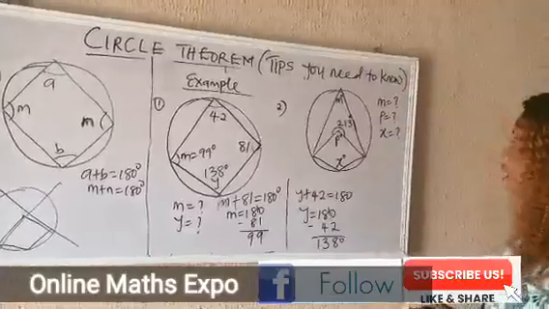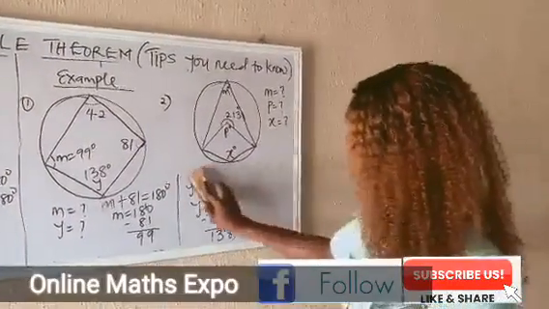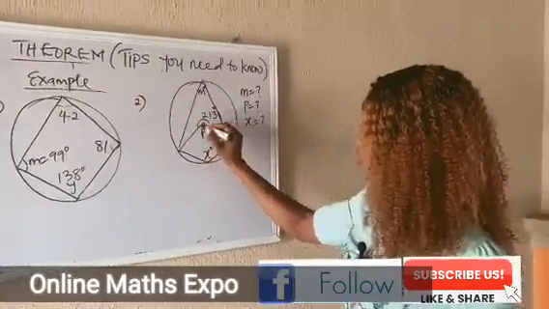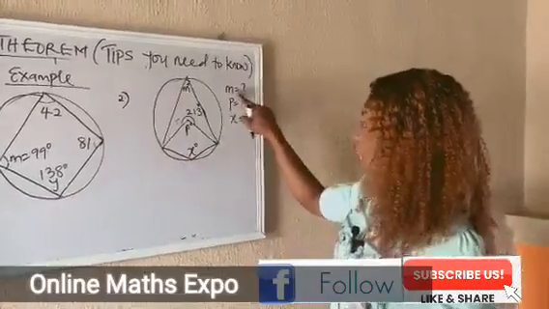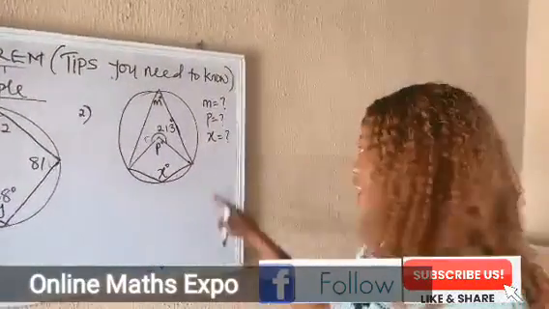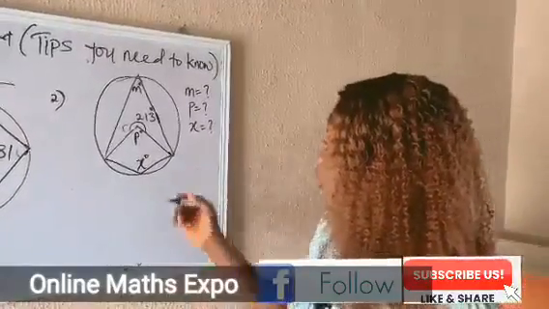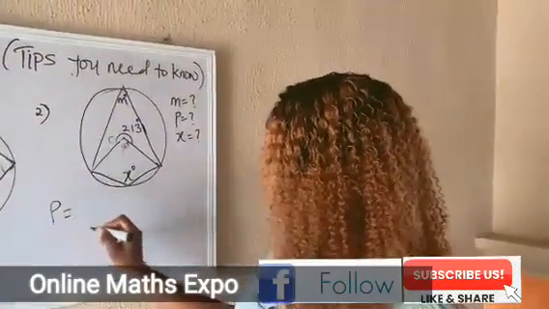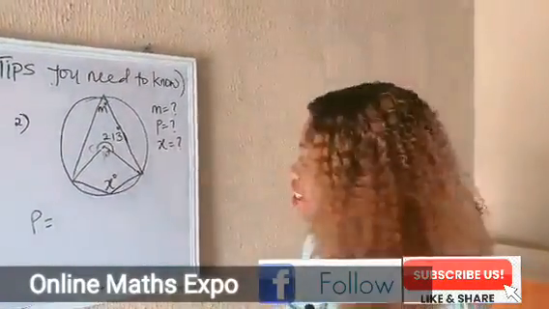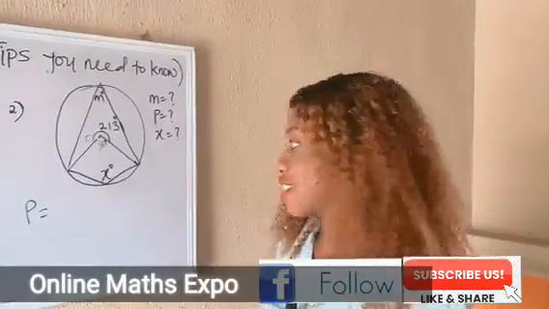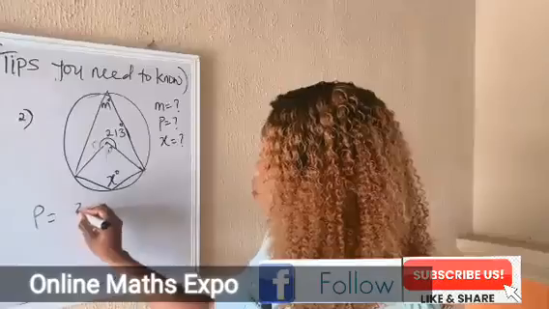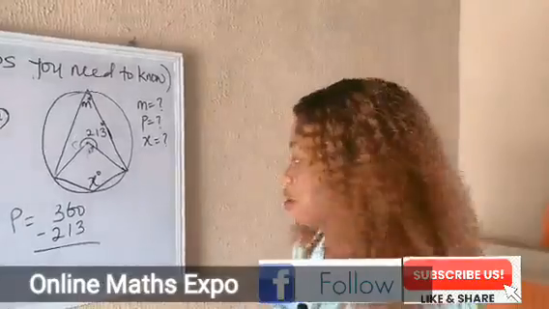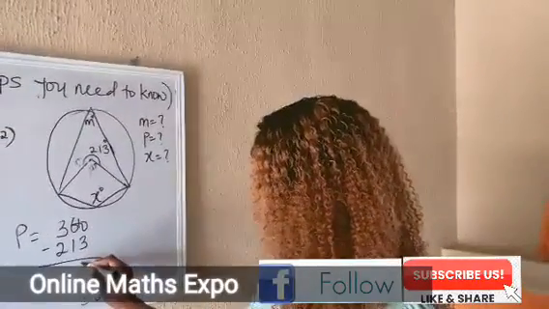Okay, let's quickly look at this example 2. For example 2, we are given this angle. Remember, this is the center, and we are asked to find angle M, angle P, and angle X. So what do we do? Let's first of all get angle P. For our P, remember this has formed angle at a point, and angle at a point, like I told you, is equal to 360. So our P will be 360 minus 213 degrees. So let's subtract. 10 minus 3 will give us 7.